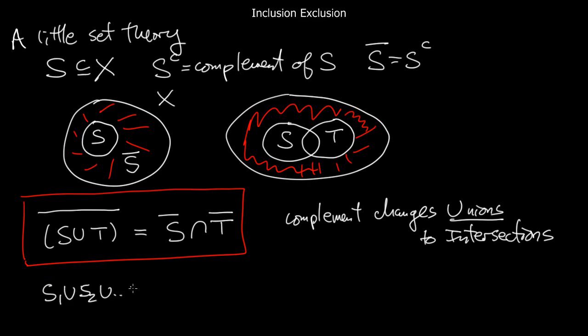And this repeats, of course. So if you have the complement of the union of n sets, that's the same thing as the intersection of the complements.